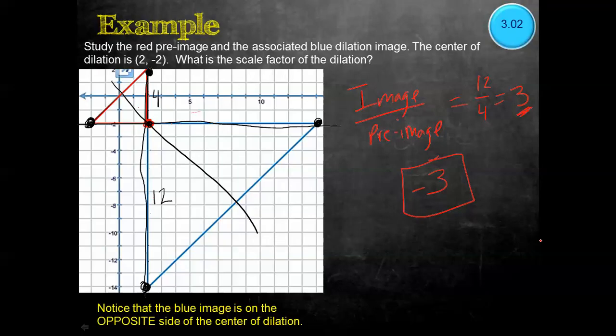And that is the end of dilations and scale factors part 2.